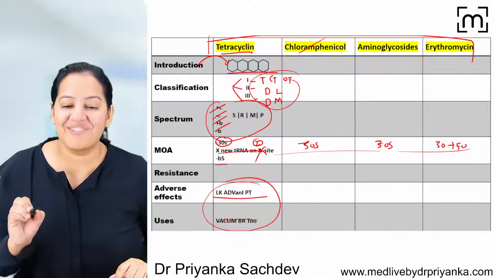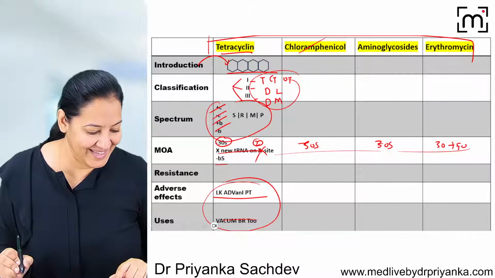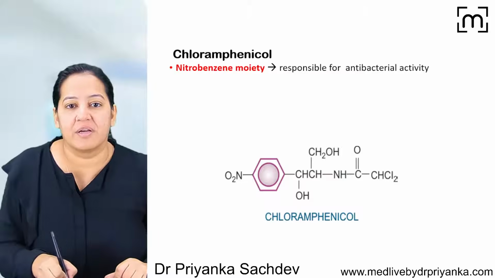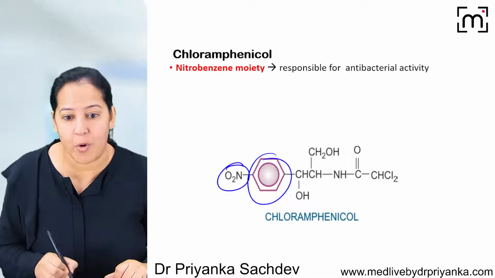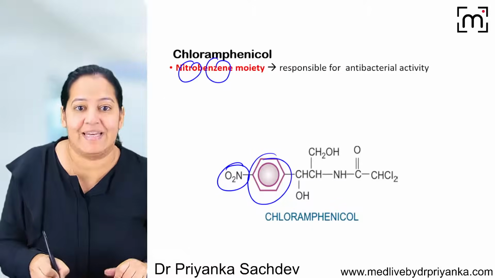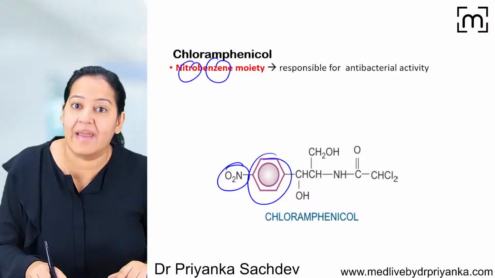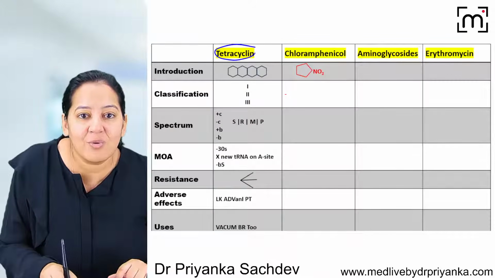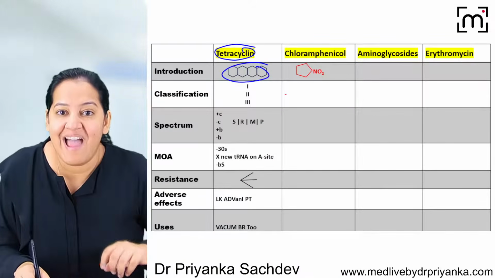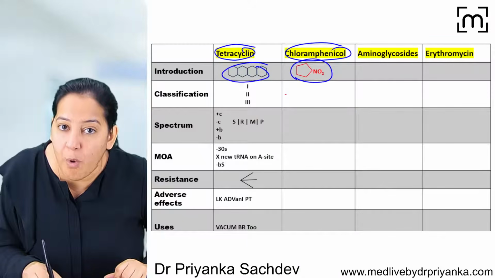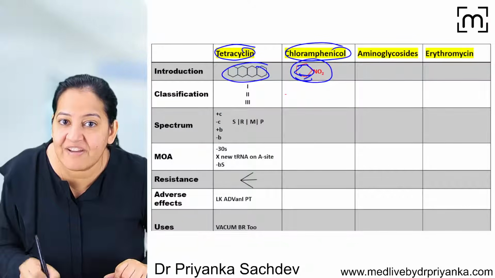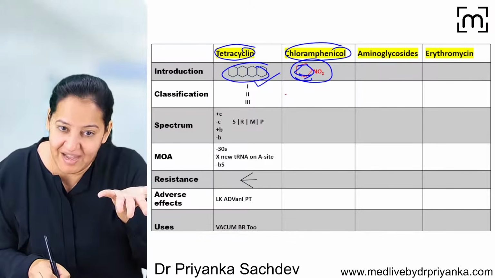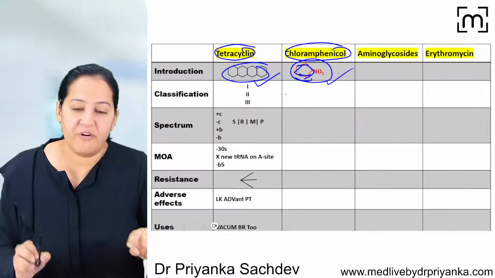Okay, now coming on to the second drug, chloramphenicol. Let's start it. Chloramphenicol, see the structure. It is having a benzene with a nitro moiety. So it is nitrobenzene, and that will give the antibacterial activity here. Now compare the structure. Tetracyclines are known as tetracycline because they have 4 rings, and chloramphenicol has a nitro moiety in a benzene. So here the 4 rings are responsible for antibacterial activity. Here the nitrobenzene is responsible for antibacterial activity.